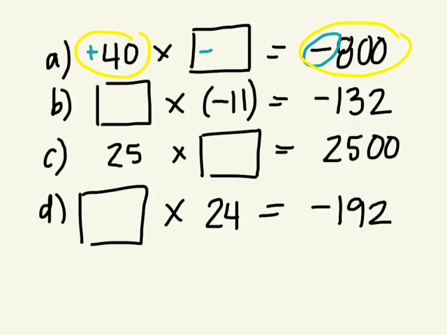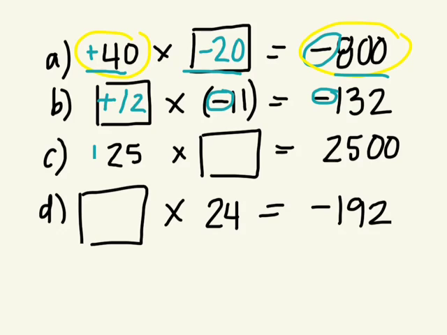because the opposite of multiplying is dividing. So 800 divided by 40 is 20, and you can check your answer: 40 times negative 20 is negative 800. Yes. Okay, so for the next one, we have something times a negative is a negative. So what does this missing number have to be? It's going to be positive. Well, how many times does 11 go into 132? 12. So that means 11 times 12 is 132. So positive 12 times negative 11 is negative 132.